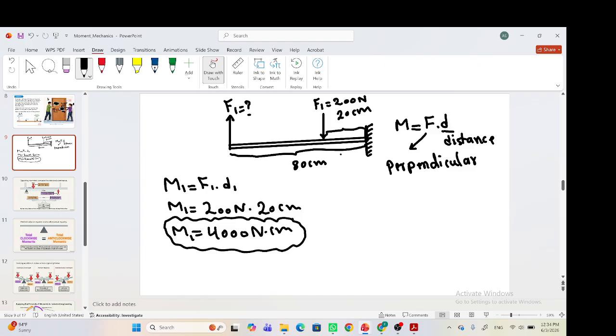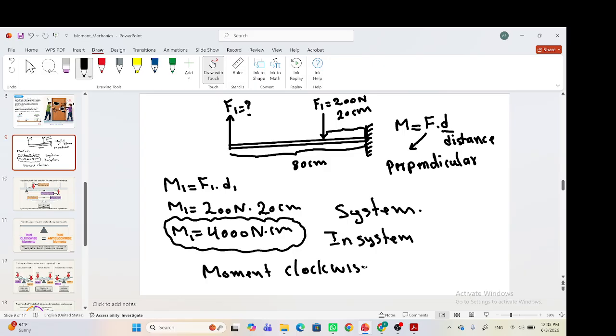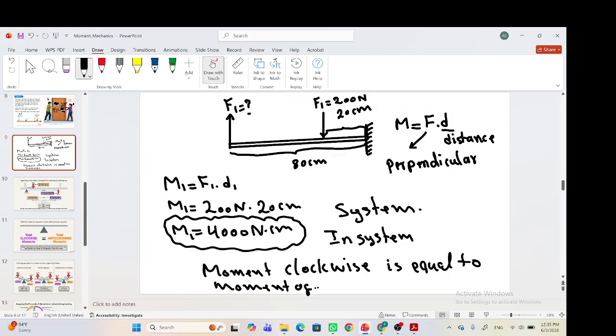But here we have one system. In a system, the formula will be completely different. The moment of the clockwise is equal to the moment of the anti-clockwise.